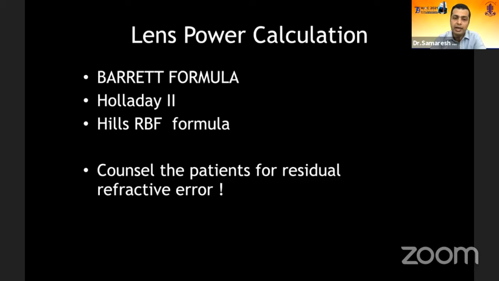My go-to formula for the last 2-3 years has become Barrett's, because Barrett works for me in all sorts of eyes: myopic, hyperopic, and normal. The other formulas one can look at are Holladay and the Hill RBF formula, which are evolving formulas and give fairly reliable readings as well. But no matter what eye I operate or what patient, I counsel 100% of these patients for residual refractive errors if they fall plus or minus 2 standard deviations outside the normality range, because no matter how well I calculate and how enthusiastic the patient is, nothing is catered to these eyes to be precise.